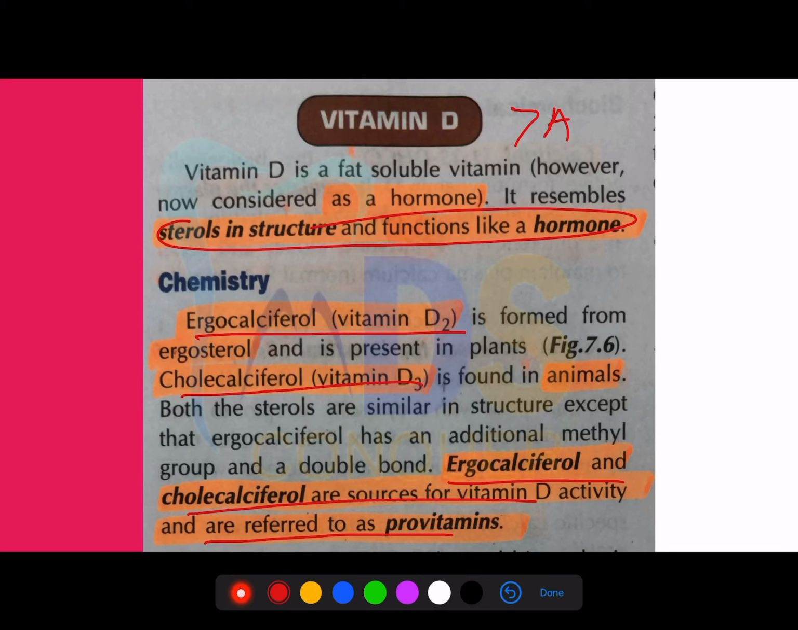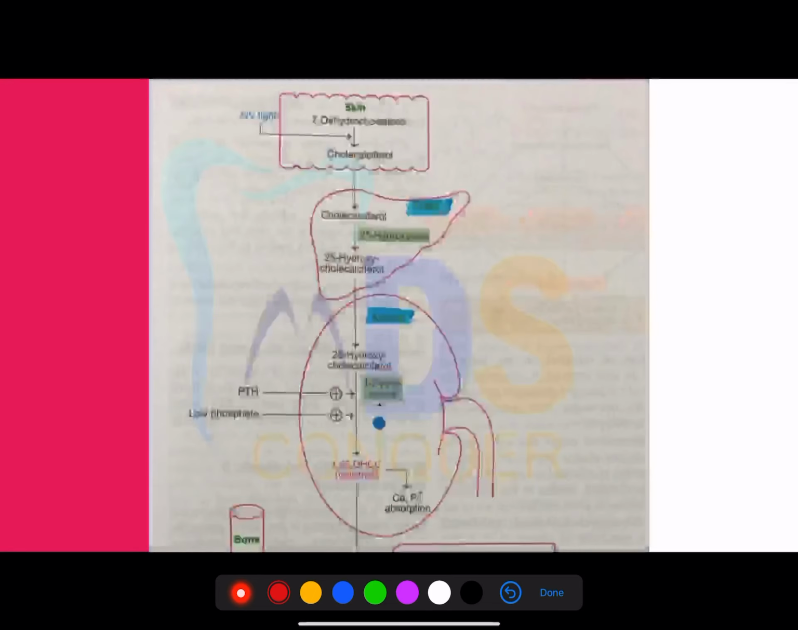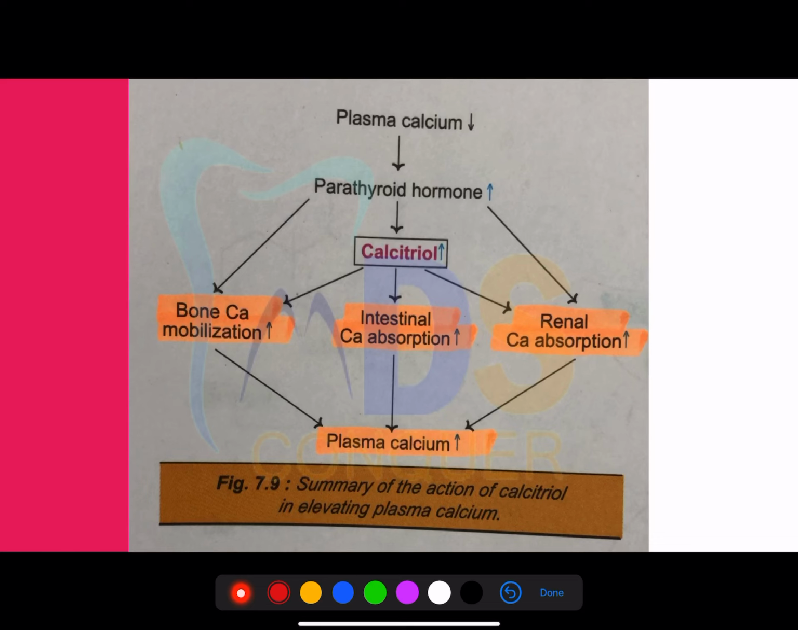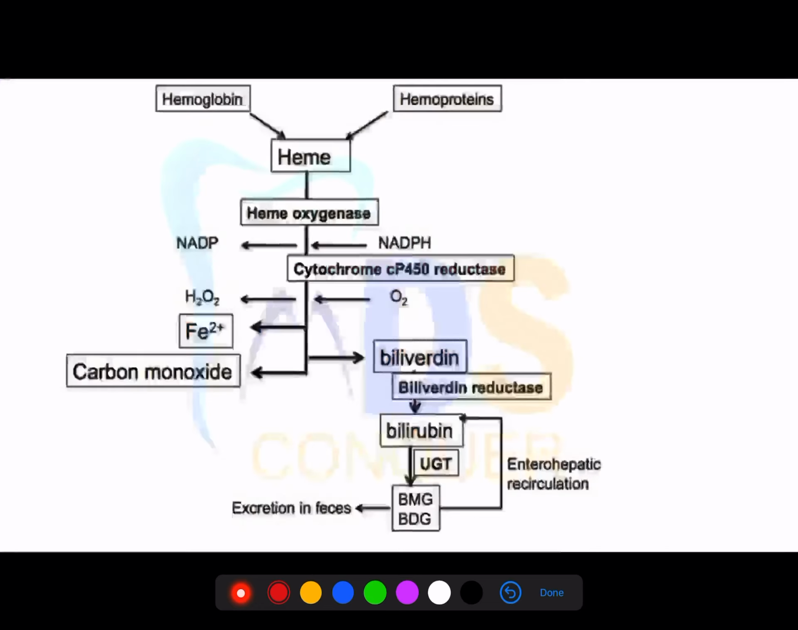The vitamin which resembles a steroid in structure and functions like a hormone is D, and the vitamin which can also act as a hormone is vitamin A because of its epithelialization. This is a sequence that you have to make a note of: what happens in skin, what happens in liver, what happens in kidney. Then the consequences: whenever the plasma calcium level is low, your parathyroid hormone increases, calcitriol increases, leading to all these consequences.